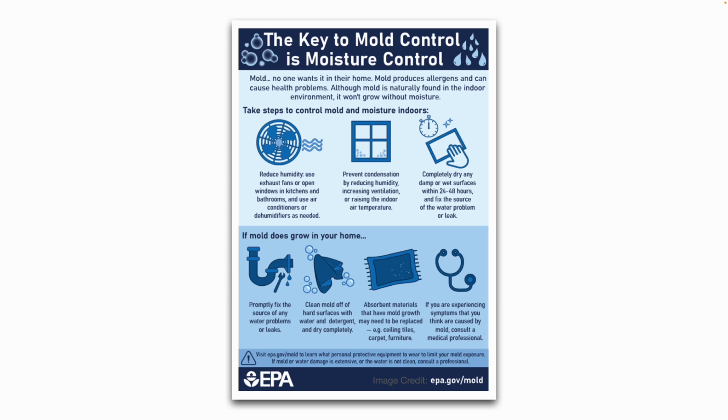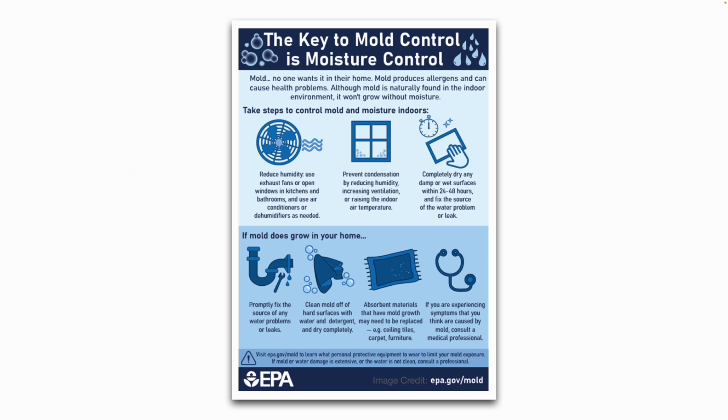Prevent condensation on surfaces by reducing the humidity, increasing ventilation, and raising the indoor air temperature, or turning on the air conditioner, or purchase a dehumidifier, and completely dry any damp or wet surfaces within 24 to 48 hours and fix the source of the problem or water leak.